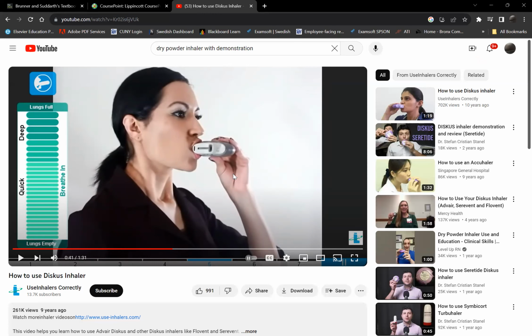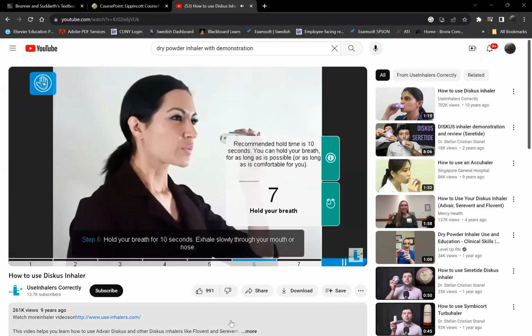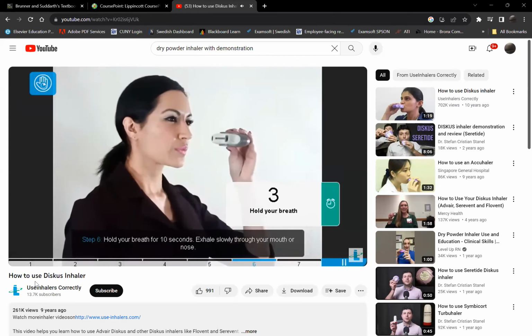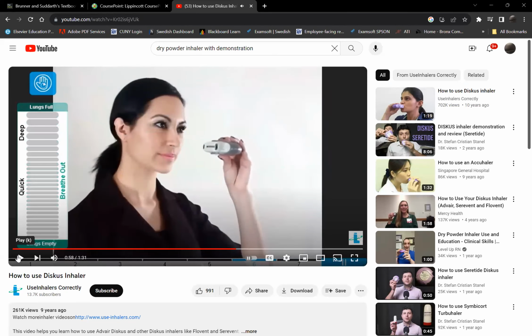So this is what I'm saying: when patients take these, they just do this. Are they really inhaling it into the airway? It's in their mouth. So no wonder these patients get readmitted very frequently, because they're not taking the medications properly. And whose job is it to teach them? That's you. Hold your breath for 10 seconds. Exhale slowly through your mouth or nose. And repeat again, at least 30 seconds to 1 minute before the next puff, because it's usually 2 puffs.